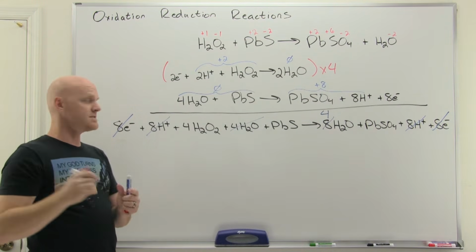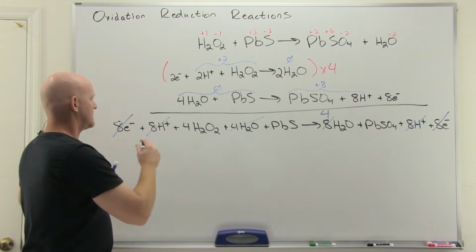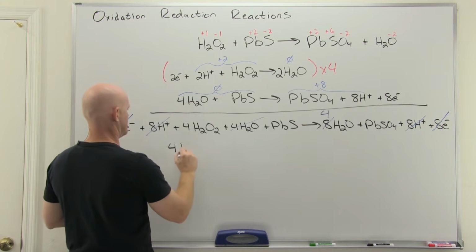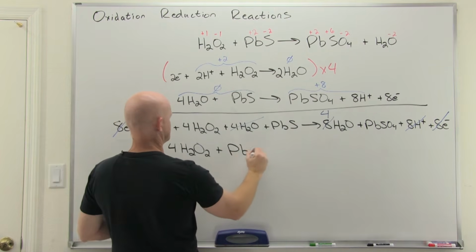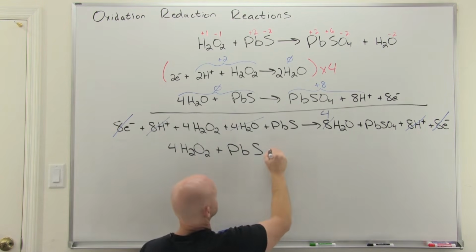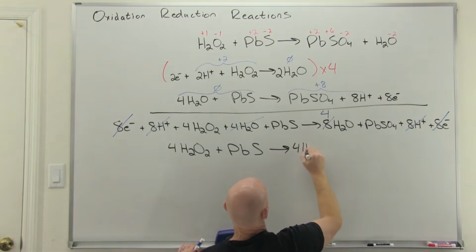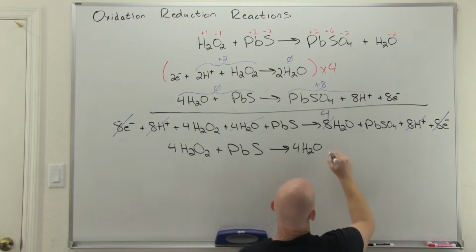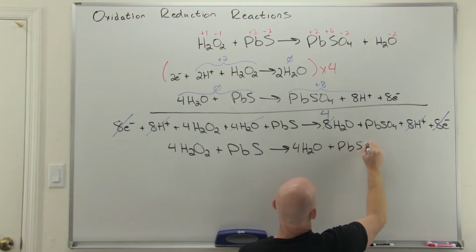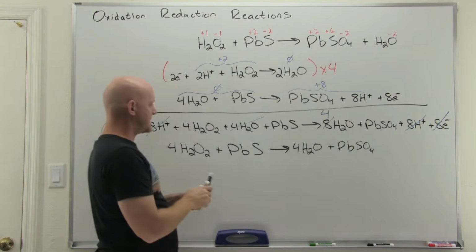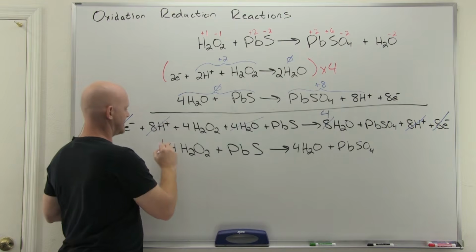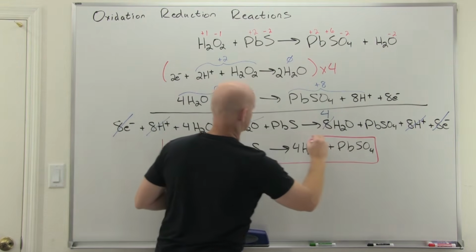Cool, and then we'll write this one more time. So now we've got 4H2O2 plus PbS going to 4 waters plus PbSO4. And that is our complete balanced reaction.